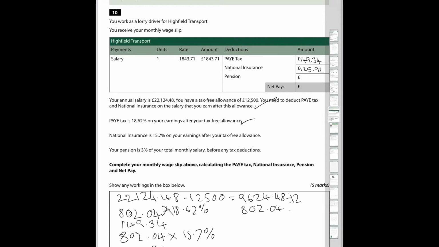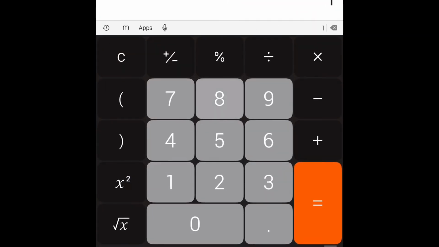125.92. Now we have to work out the next one. So we've done that one, tick that one off. Your pension is 3% of your total monthly salary before any tax deductions. So we would look at 3% of this figure. 1843.71 times 3%. So it's always important to really clearly read. This says after, but this says before. So this is this original figure up here. So 3% of 1843.71.